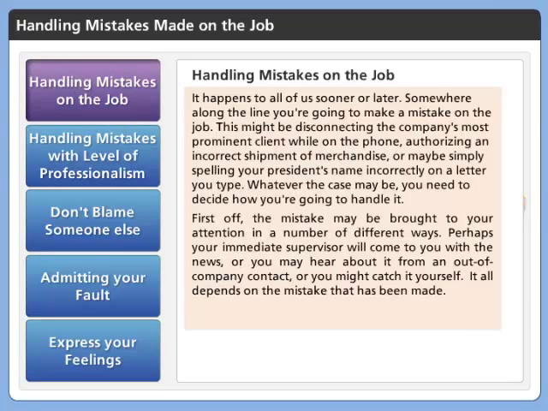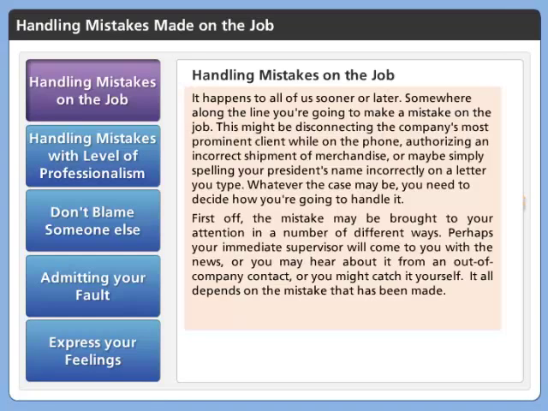Handling mistakes on the job. It happens to all of us sooner or later. Somewhere along the line, you're going to make a mistake on the job. This might be disconnecting the company's most prominent client while on the phone, authorizing an incorrect shipment of merchandise, or maybe simply spelling your president's name incorrectly on a letter you typed. Whatever the case may be, you need to decide how you're going to handle it.